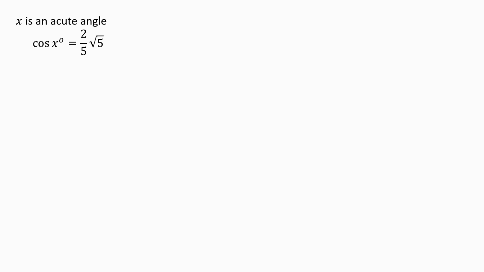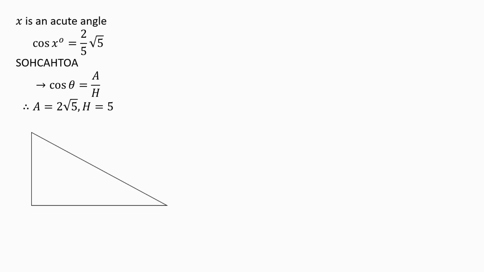Then we need to remember the trigonometric ratios, normally abbreviated as SOHCAHTOA. And from this, we know that cos theta is equal to adjacent over hypotenuse. And so, since we know that cos x is 2 over 5 root 5, it means that our adjacent is 2 root 5 and the hypotenuse is 5. Supposing this is our triangle, and that is our angle x, which is an acute angle, the adjacent will be 2 root 5, and the hypotenuse is 5.